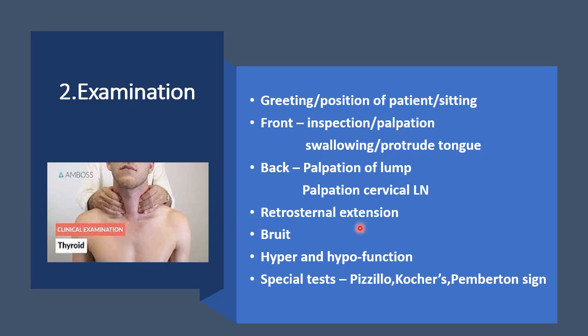Then you look for retrosternal expansion, and this is usually done by examination from the front, and the presence of a systolic bruit, especially for toxic goiters where there is increased vascularity, so you may be able to listen to a bruit. And then, as I said, hyper and hypofunction signs. Just now you looked for symptoms of hyperthyroidism, now you look for signs of hyperthyroidism, which we shall highlight to you in another slide. Then the other important thing is the special tests that you can do for these patients, some of them Pizzillo, Kocher's and Pemberton sign.